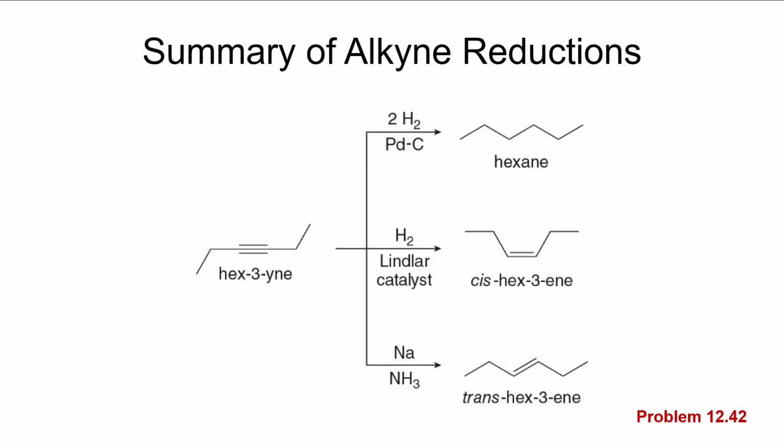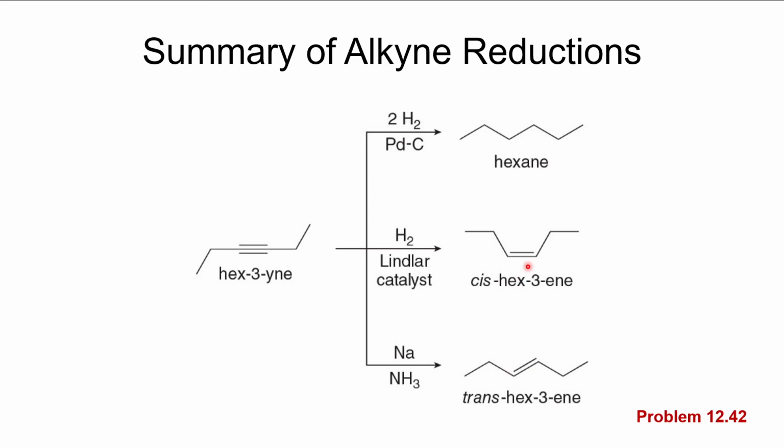So here is our summary of alkyne reductions. If we reduce an alkyne with just regular palladium on carbon with hydrogen, we will reduce it all the way to the alkane. If we use hydrogen with the Lindlar catalyst, which has the calcium carbonate, lead acetate, and the quinoline, then we will get a cis alkene. And if we use the dissolving metal reaction, we'll get the trans alkene. This selectivity is very, very useful.